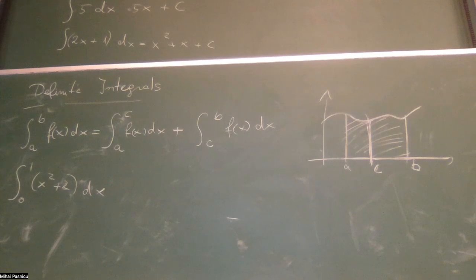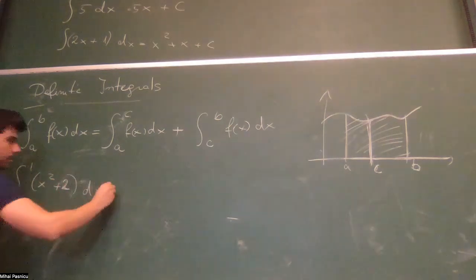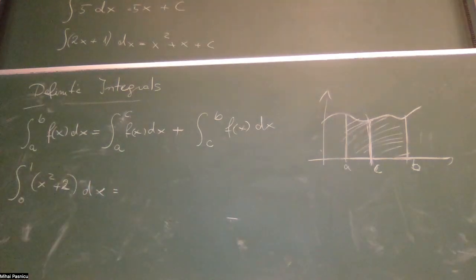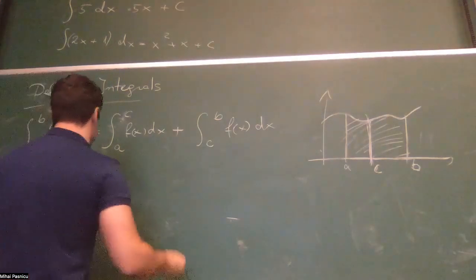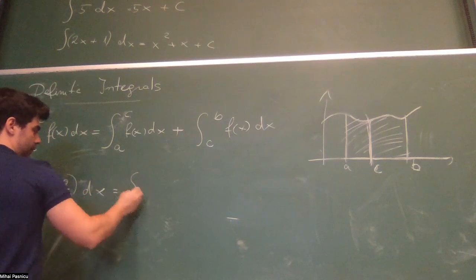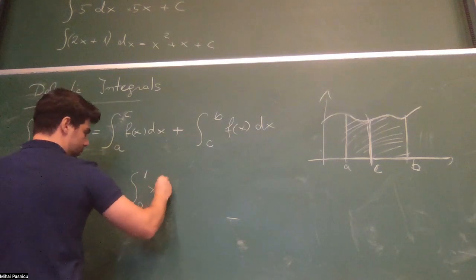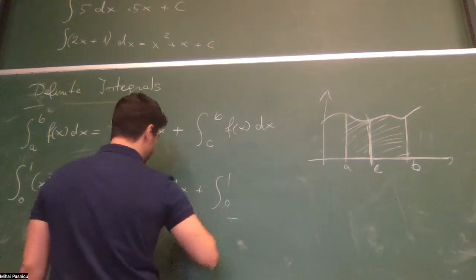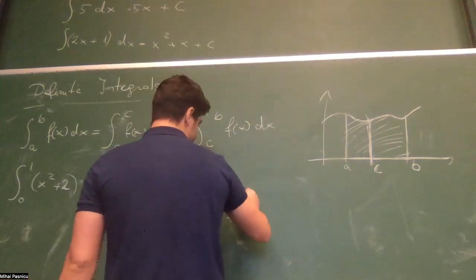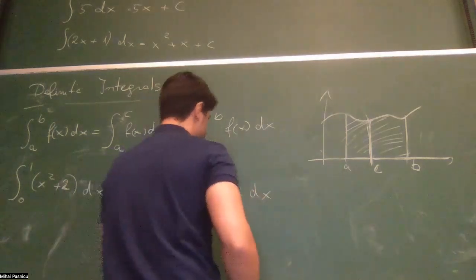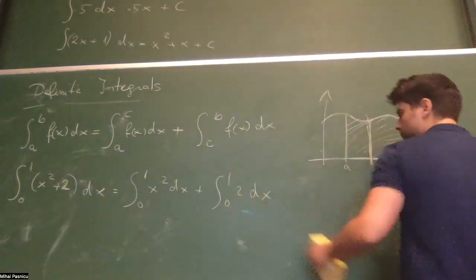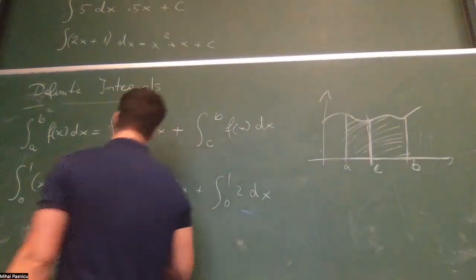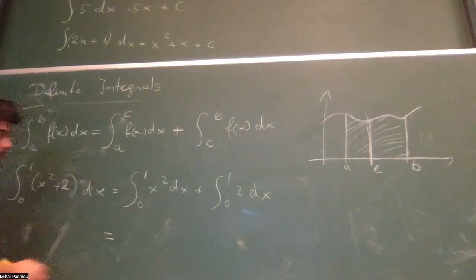Okay, so I'm just gonna split it right now, see what I get. Integral from 0 to 1 of x squared dx plus integral from 1 to 0. This is just equal to... there, now.